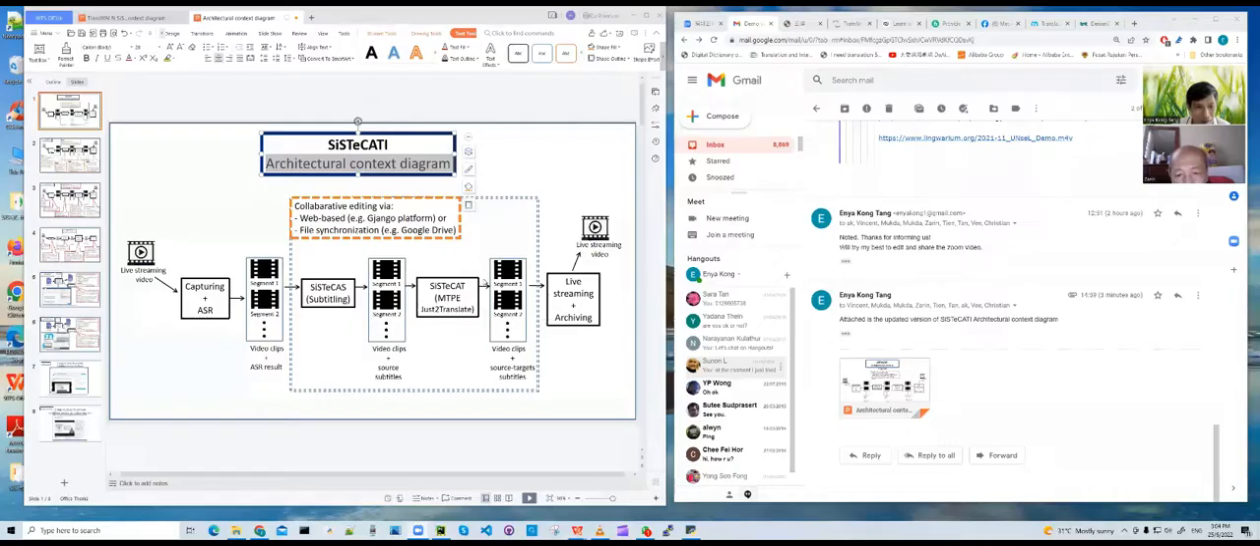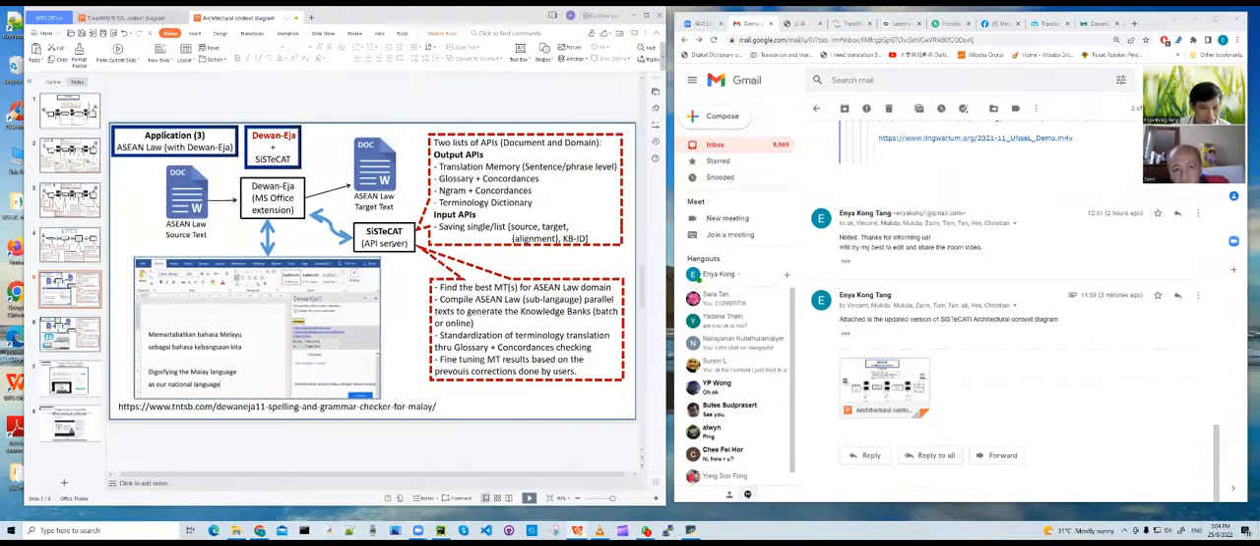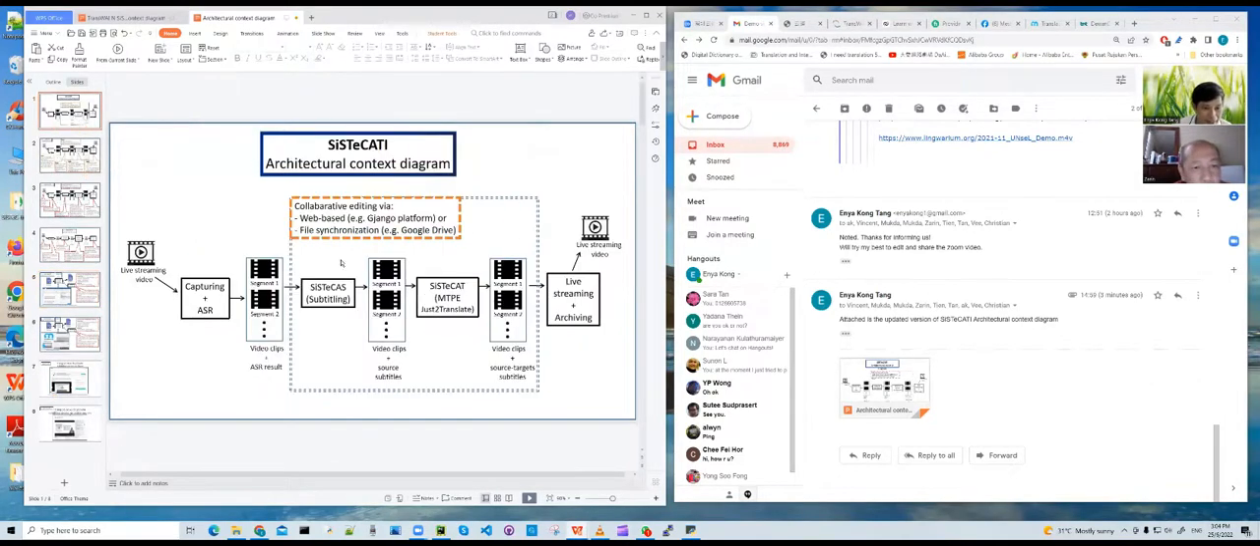Just to translate. I share the screen, then you'll be able to see also. The SiSTeCAS and the SiSTeCAT are already there, is it? Yes. They are already there. So there's no work. No, back to first slide. Okay. These 2 in between. So all the boxes are already there.